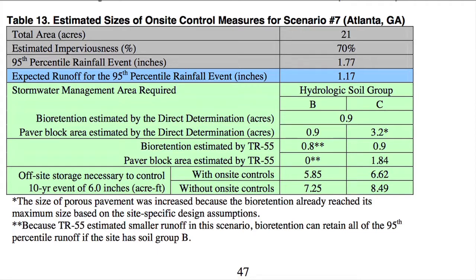TR55 was used to estimate 0.73 inches of runoff for soil Group B and 0.97 inches for soil Group C, which are smaller numbers than the 1.17 inches of runoff estimated by the direct determination method. As a result, the sizes of the on-site control measures designed using the TR55 model were smaller than those designed using the direct determination method. It is recommended that caution be exercised when using TR55 to model storms less than 0.5 inches per event.